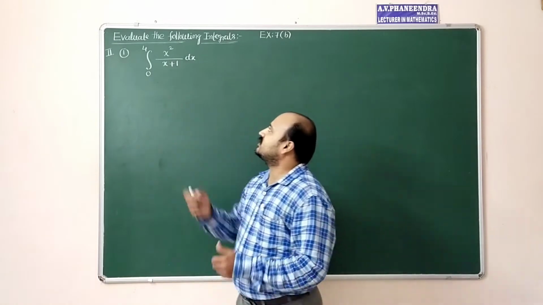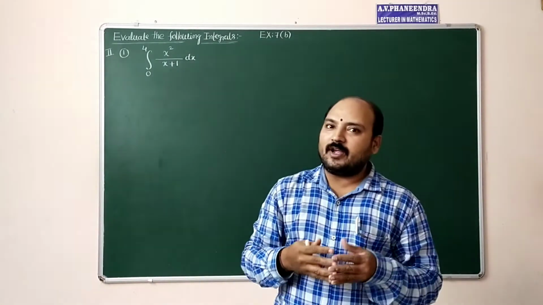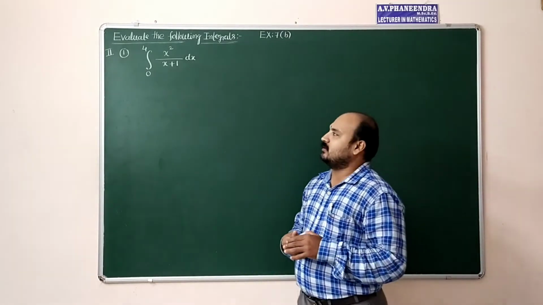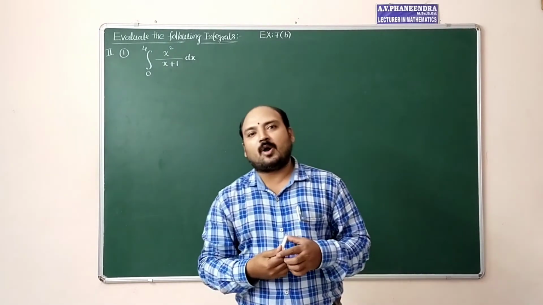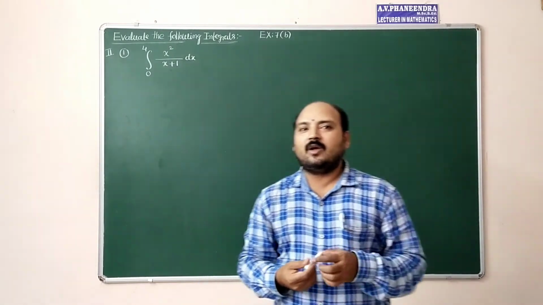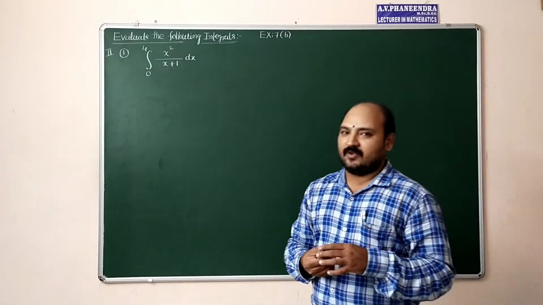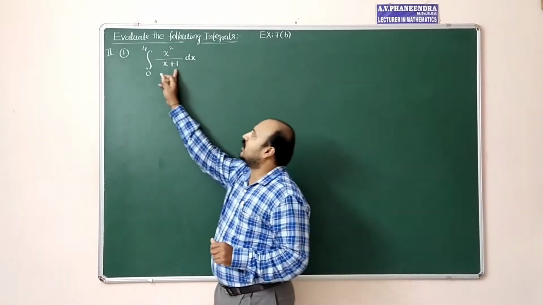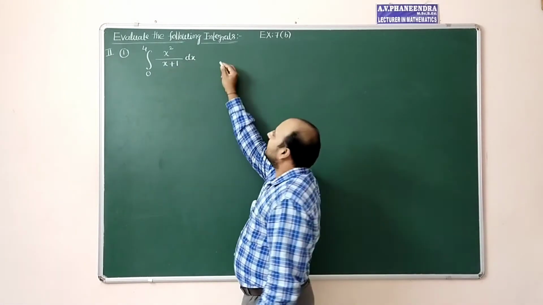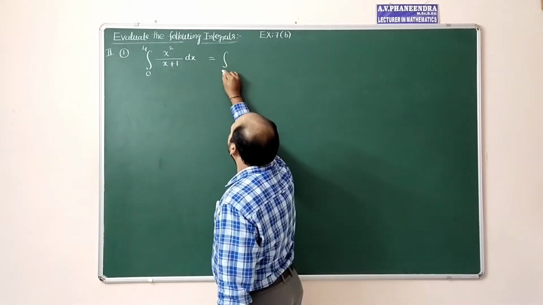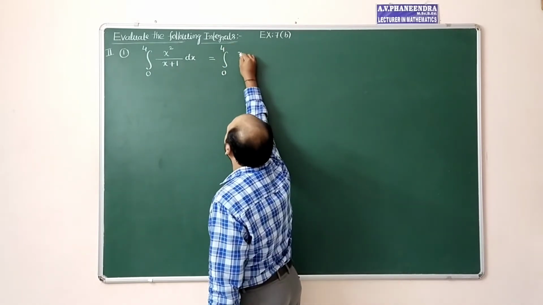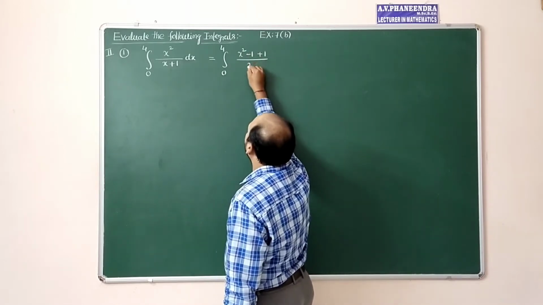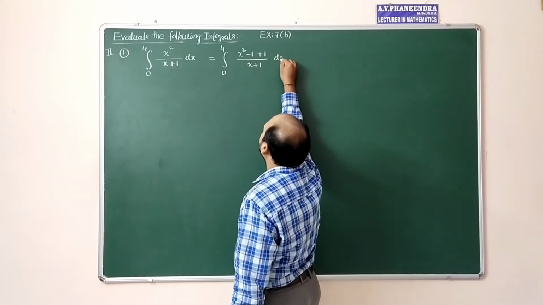So here, how to do this type of problems? In the numerator x square, denominator x plus 1. It is an improper fraction. You have to convert it into a proper fraction by actual division. Otherwise, instead of doing that actual division, you have to add and subtract plus 1 and minus 1 to the numerator. Integral 0 to 4, x square, we are subtracting 1 and adding 1, divided by x plus 1 into dx.